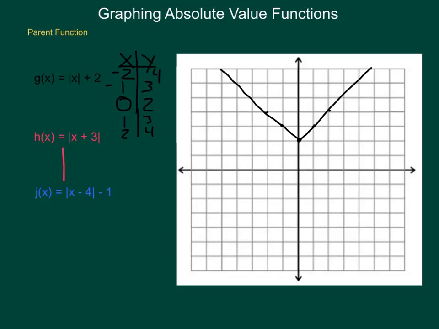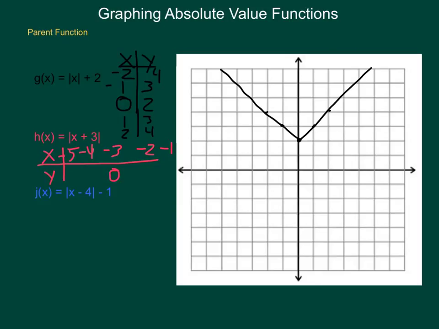I'm going to build my table sideways for convenience of space, x on top, y on bottom. And we have to start with, what does it take to make the inside of the absolute value 0? Well, if x plus 3 has to equal 0, then x must be -3. I'll pick two numbers to the right of it, -2 and -1, and two to the left, -4 and -5. So if I start substituting in, -3 plus 3 is 0. We already established that, and that's all we have, just that 0.